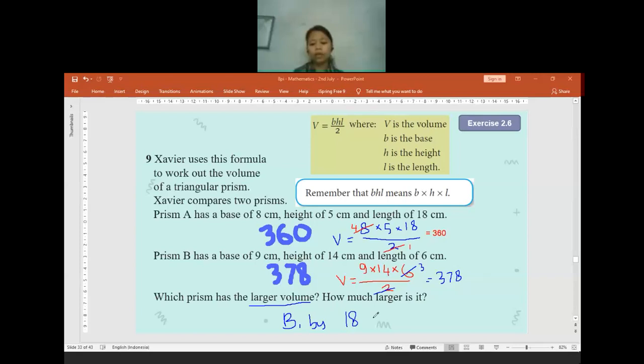Is there anyone who has difficulties or still does not understand? To find how much larger, you can just do subtraction. 378 minus 360 equals 18 centimeter cube. Is there anyone who has any difficulties or is confused? No? No confusion for sure? Okay. If no confusion, let us continue to the next question, the last question, question 10.